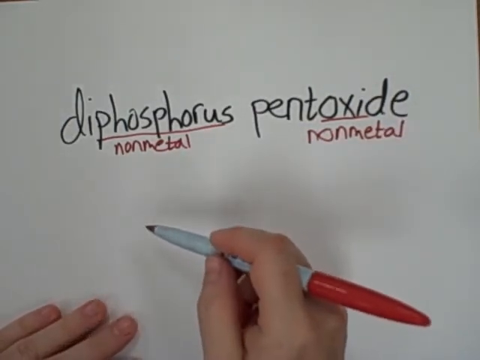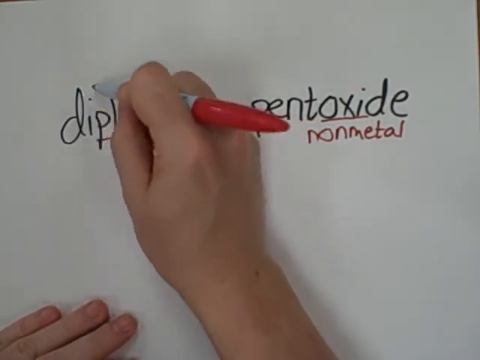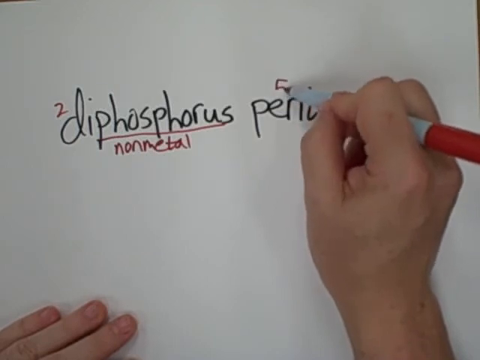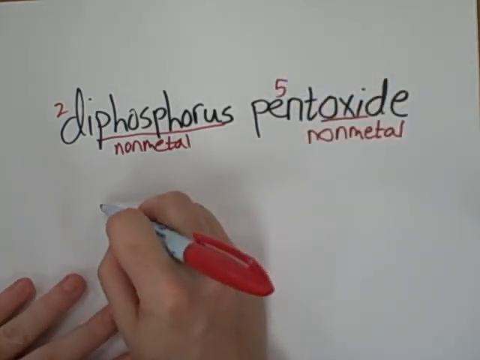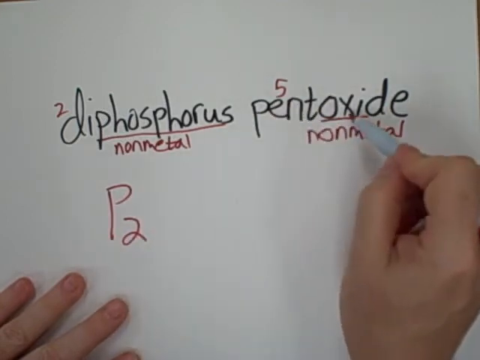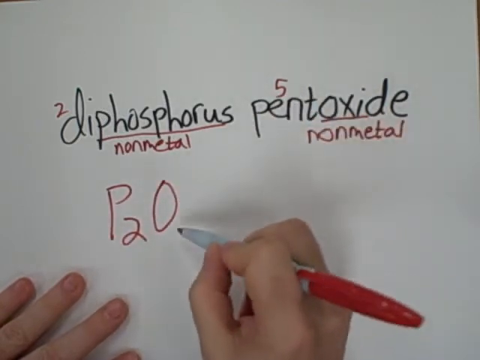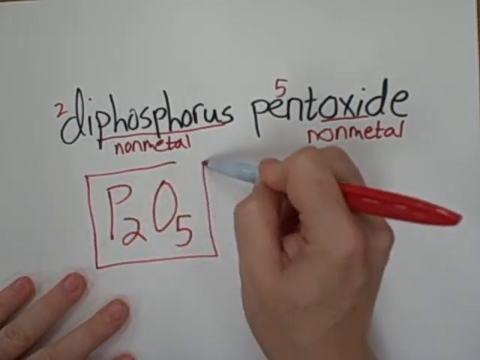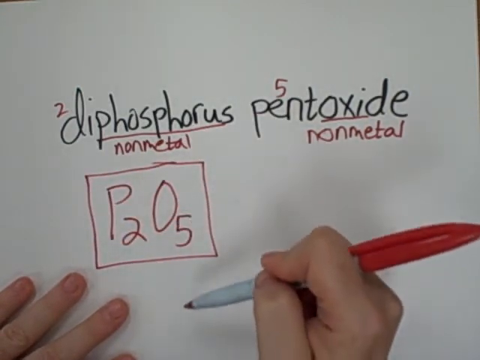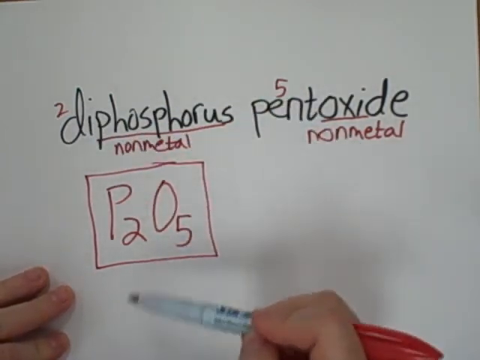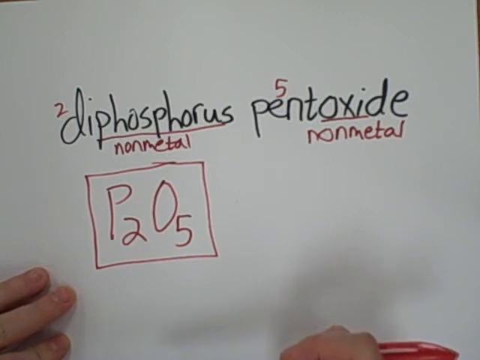Now our prefixes tell us how many. The prefix di stands for 2. The prefix penta stands for 5. So we have P for phosphorus with a 2, and then O for oxygen with a 5. Now you never, ever reduce your covalent formulas. They are exactly as the prefixes tell you to, and you never reduce them down any.